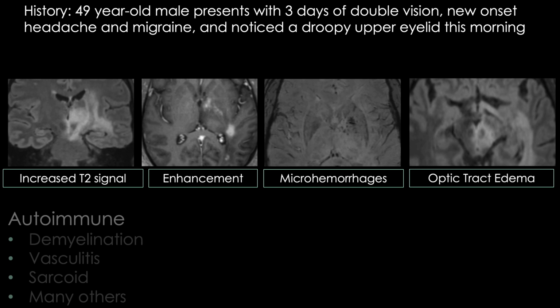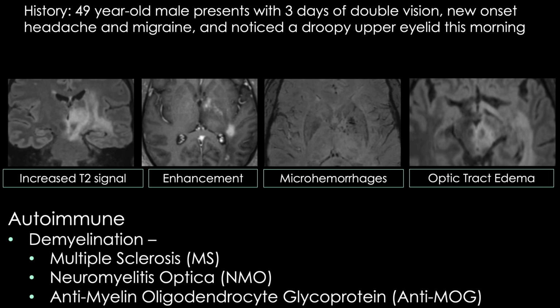Moving on to our next group, autoimmune, and starting with demyelination. While many processes can cause demyelination, the big players we are typically referring to, especially when we have both brain and optic nerve involvement, are disorders such as multiple sclerosis, neuromyelitis optica, and others such as anti-myelin oligodendrocyte glycoprotein, more commonly referred to as anti-MOG. You could do a whole talk on imaging findings that favor one over the other.